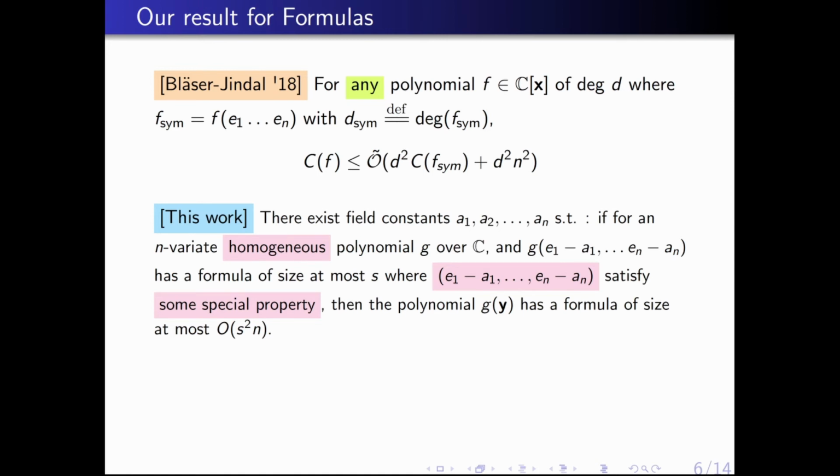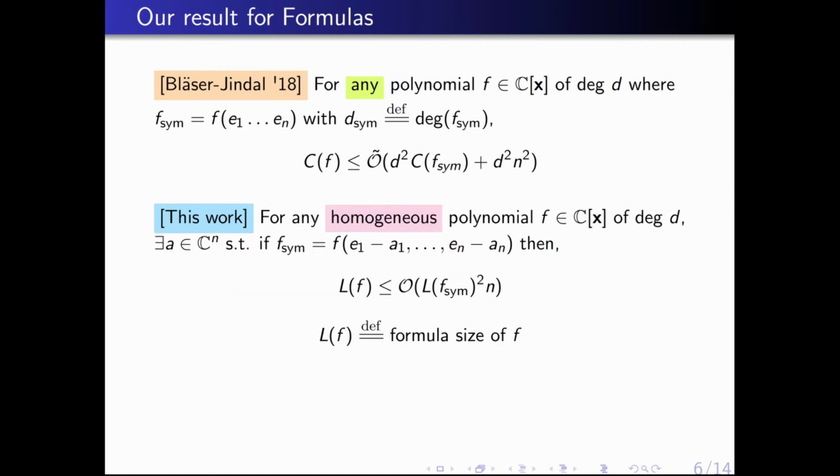An immediate corollary of this result would give us something like this. So now we can just stare at both the results, what the Blaser-Jindal result says and what we proved for formulas. We proved that for any homogeneous polynomial f of degree d, there exists a point in C^n such that if f sim can be represented as f of e1 minus a1, e2 minus a2 up to en minus an, then the formula complexity of f is upper bounded by the formula complexity of f sim. This is what we proved.